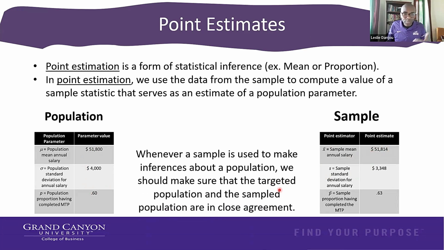But here's the note. Whenever a sample is used to make inferences about a population, we should make sure that the target population and the sampled population are in close agreement. If they're not in close agreement, you'd be like, man, this is not a good sample. This is not something we should be using. You want your sample data and your population data to mirror, to almost look identical.